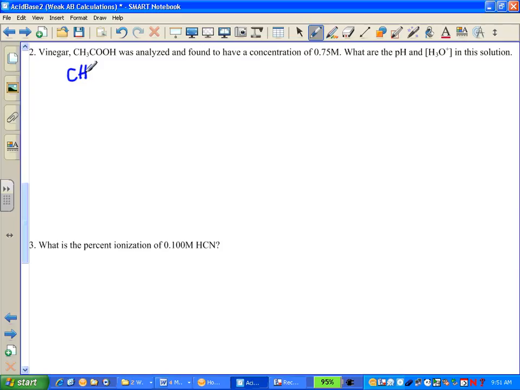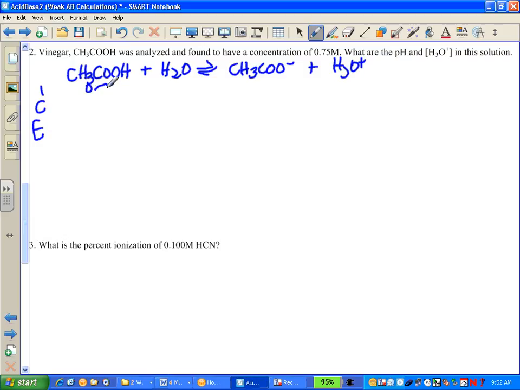So we've got vinegar and it's got a concentration. In this case, if it was analyzed, that means that we did a titration, much like you did the titration last year with vinegar, and you determine its concentration by the titration. That is the initial concentration of the acid. Water is not included.